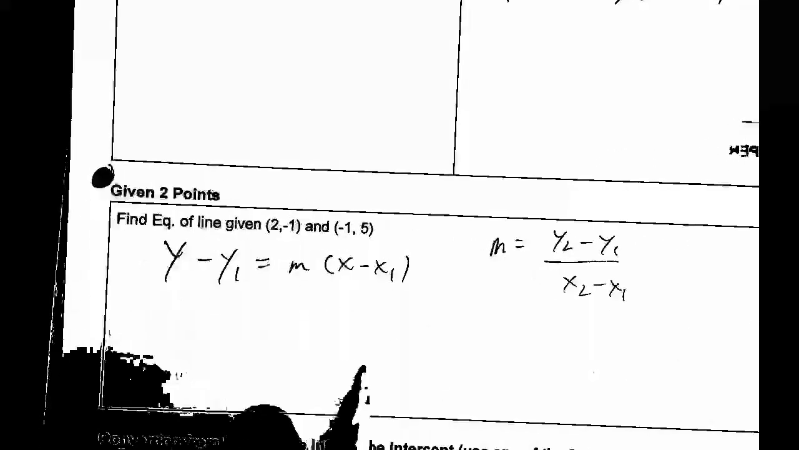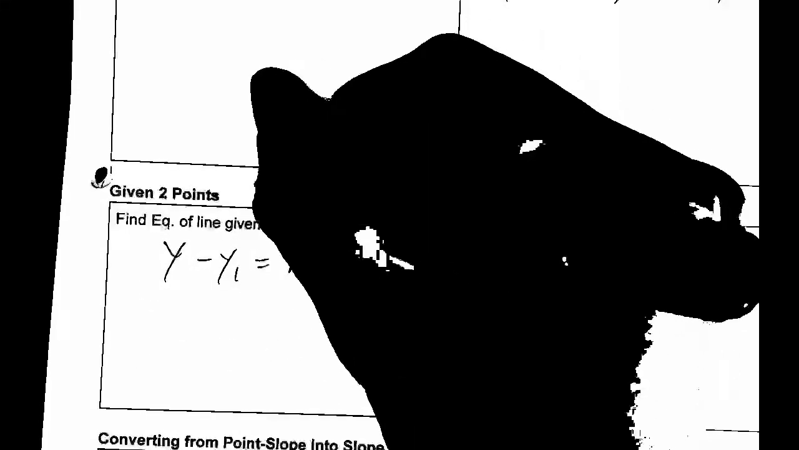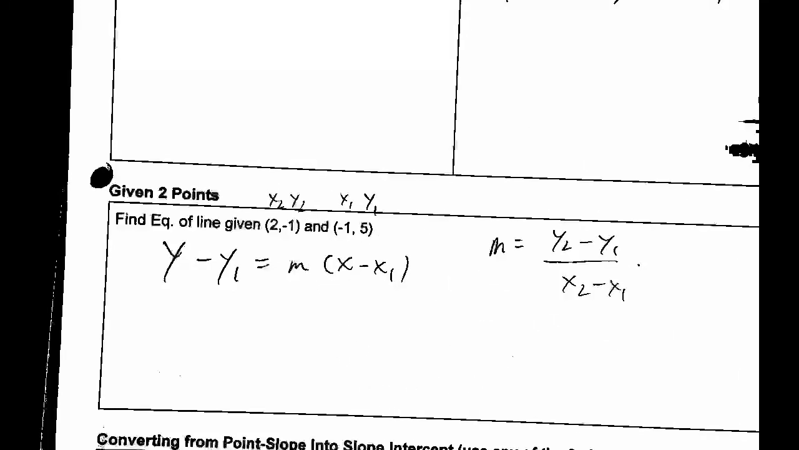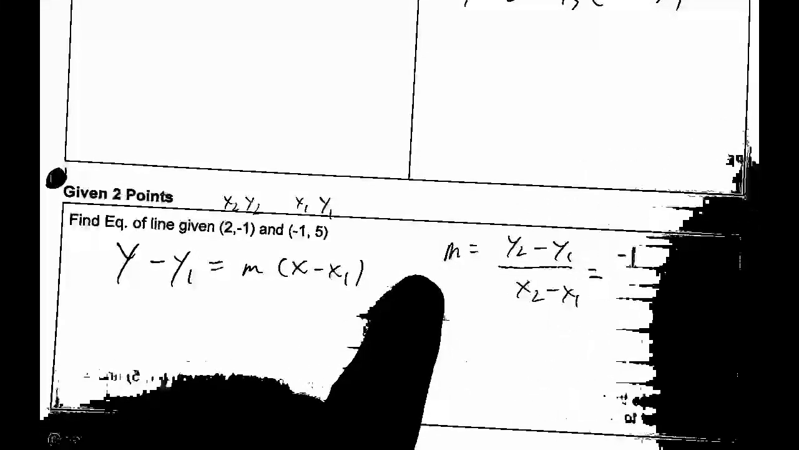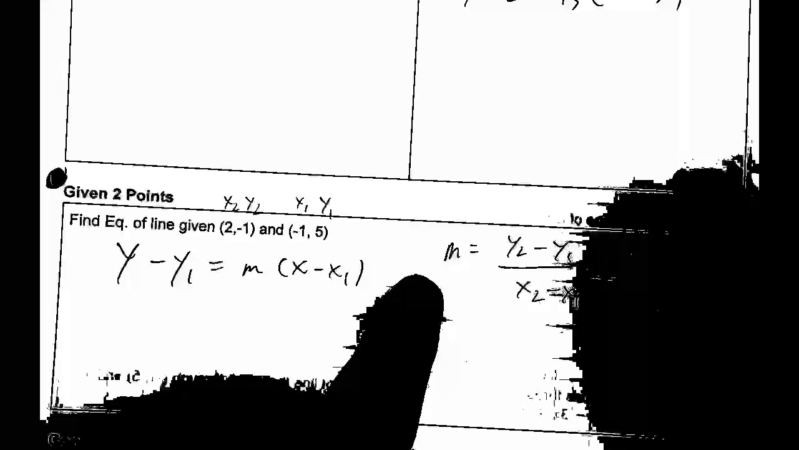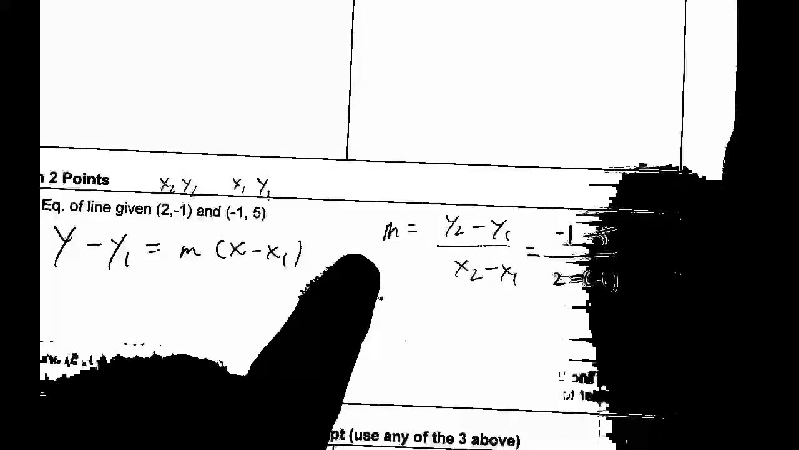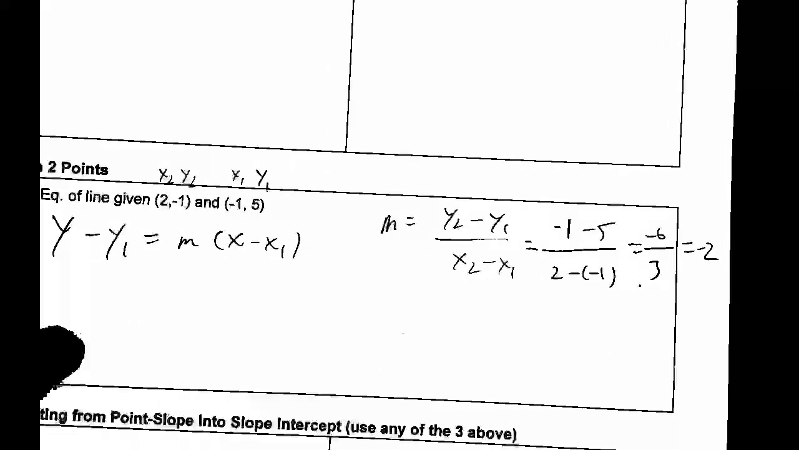Okay, so when we choose our coordinates, you want to choose the lowest x value as your x1, then this is your y1, then this must be your x2 and your y2. So plug them in, and we get -1 minus 5 over 2 minus -1. So that's -6 over 3. That's -2. Okay, so that's my slope.